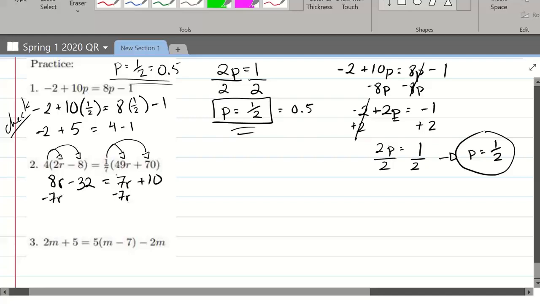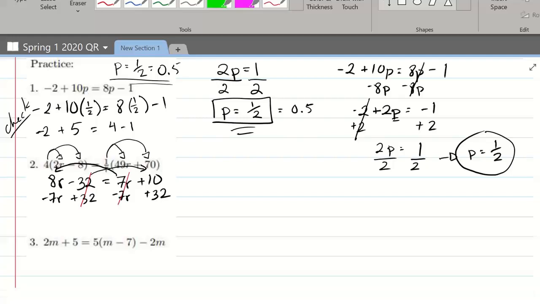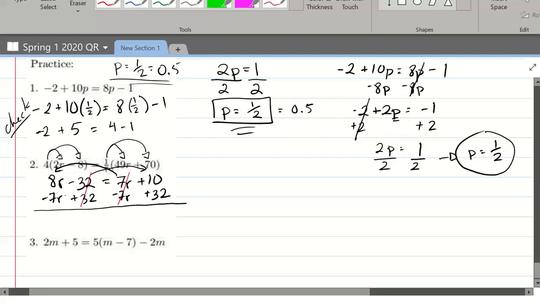And if I moved all the variables to the left, that means I have to move all the numbers to the right, right? So I have to get rid of this minus 32. The way I get rid of it, I do plus 32 on both sides, right? So let's see what we get rid of. We get rid of the 32 on the left, and we get rid of the 7r on the right. So now we have a simplified equation. 8r minus 7r gives us just r. 10 plus 32 gives us, equal sign, 42, right?